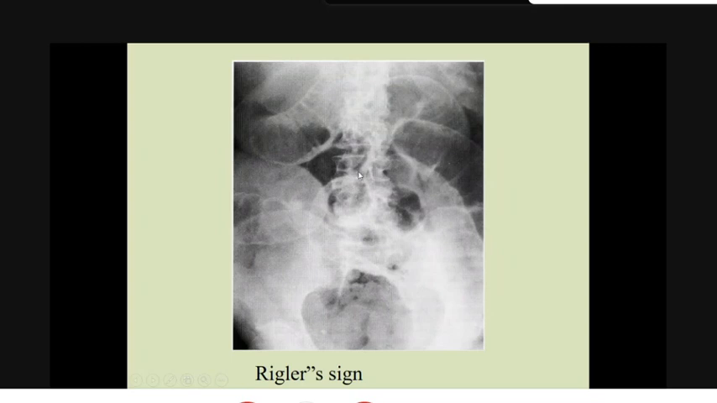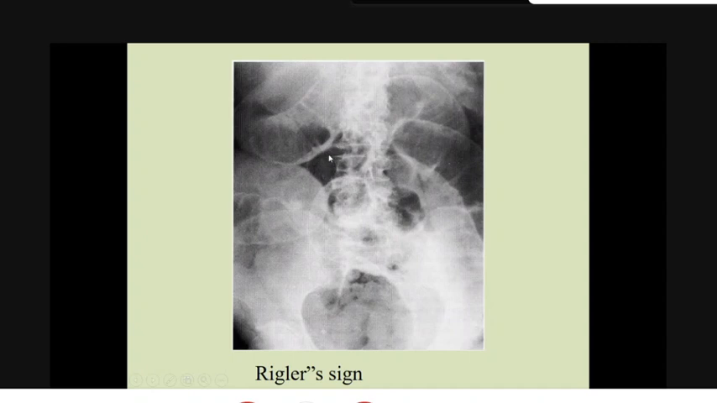This is a supine plain abdominal film. In a normal plain film without pneumoperitoneum, we can only see the inner wall of the bowel due to the presence of the gas. Visualization of the inner as well as the outer wall of bowel loops on a supine plain abdominal film indicates the presence of pneumoperitoneum, and this sign is called the Rigler sign.